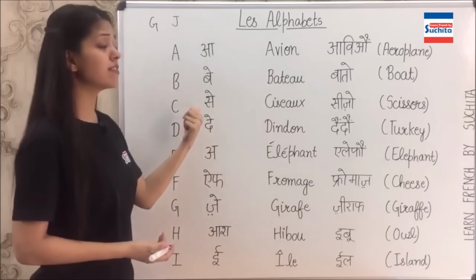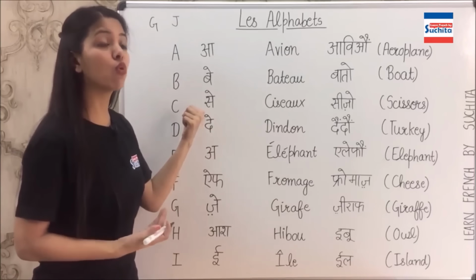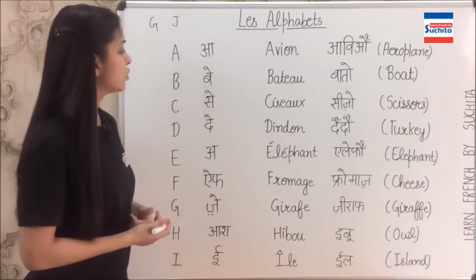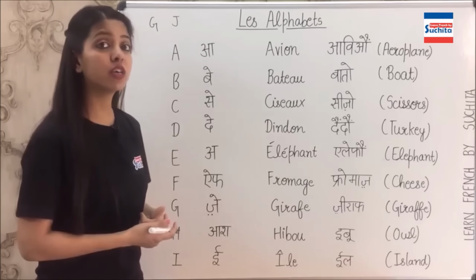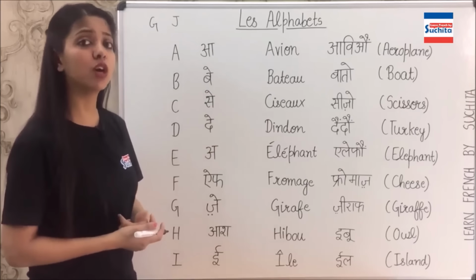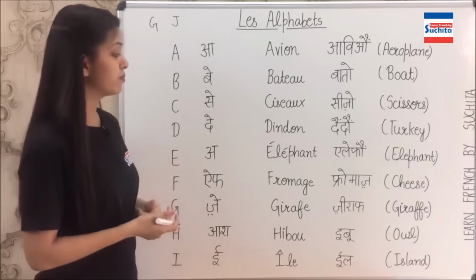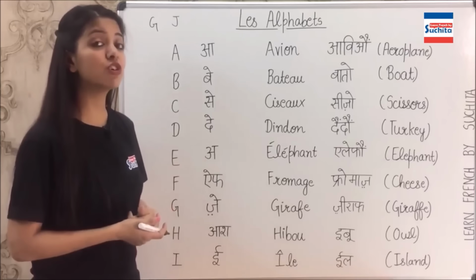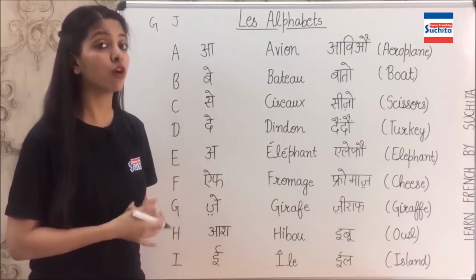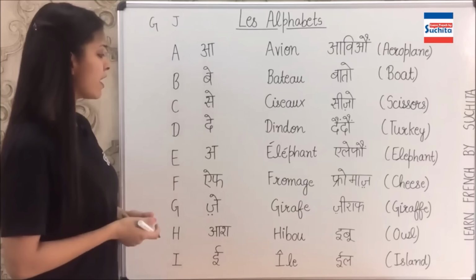The next is C, ciseau. It is ciseau. Ciseau means scissors. The next is D, dindon. The word is dindon. Dindon means turkey. Okay, turkey is an animal. The next is E, éléphant. The pronunciation is éléphant. Repeat after me. Éléphant.